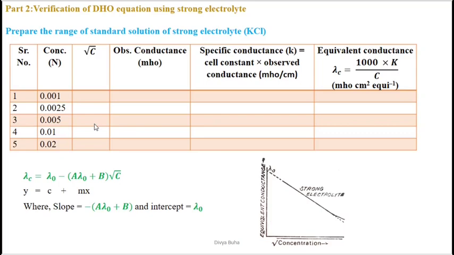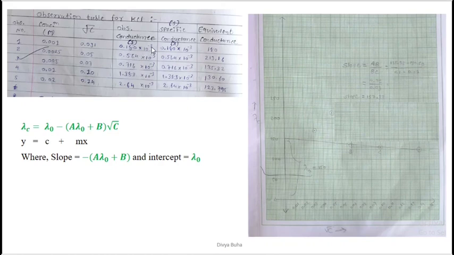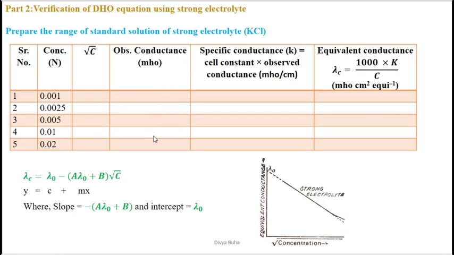The observed conductance displayed on the screen would be in millimho, and you need to convert it into mho. So the value you get, you multiply it with 10 raised to minus 3 in order to convert it into mho. You can even call it Siemens, because 1 mho equals 1 Siemens. Write down all of those conductance values over here.